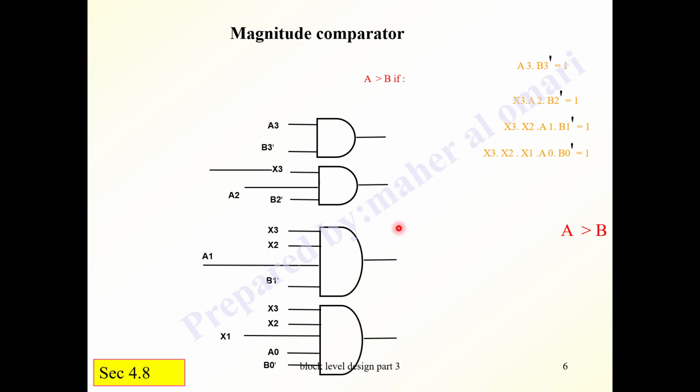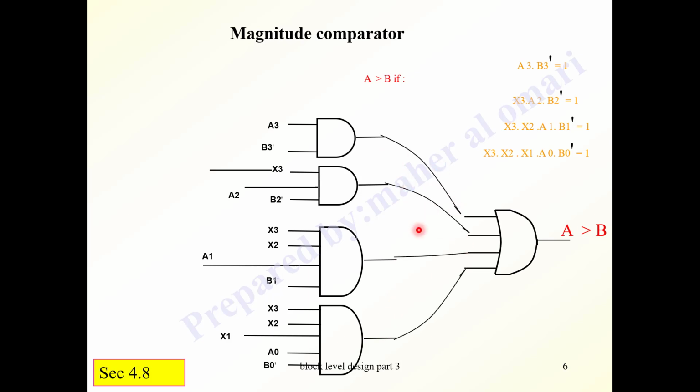Now, if any of these is equal to 1, that means we put an OR gate and we connect these to this OR gate. If any one comes here, that means a 1 will be the output of the OR gate, which will indicate that A is greater than B.